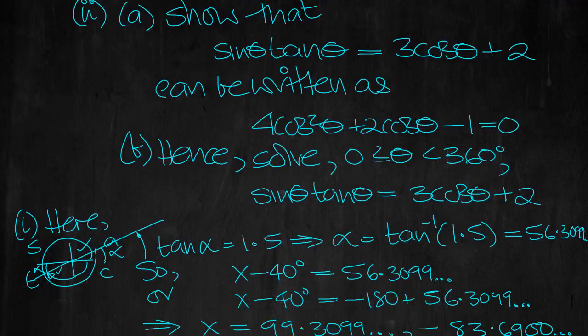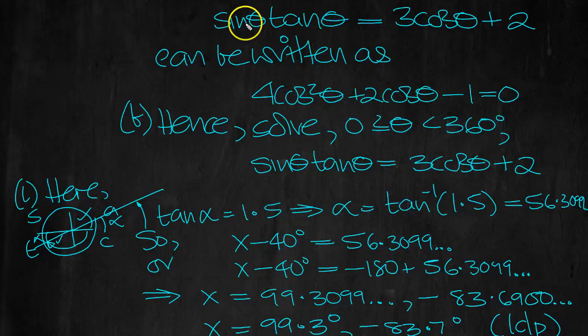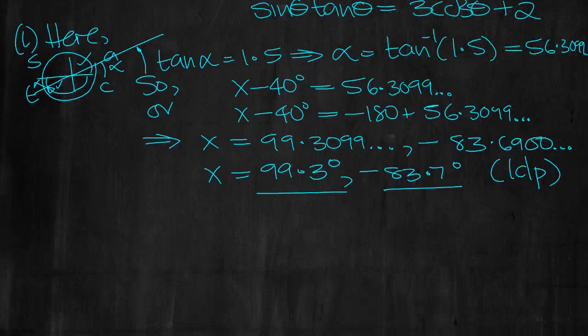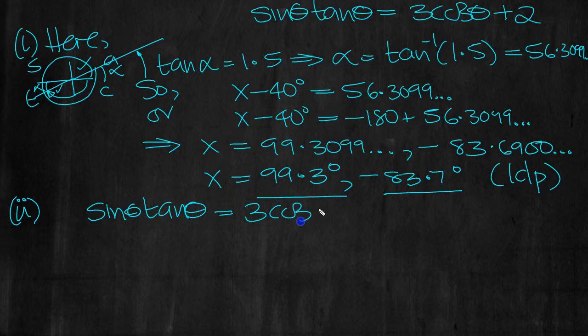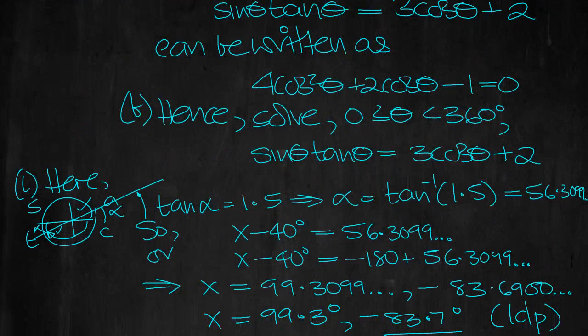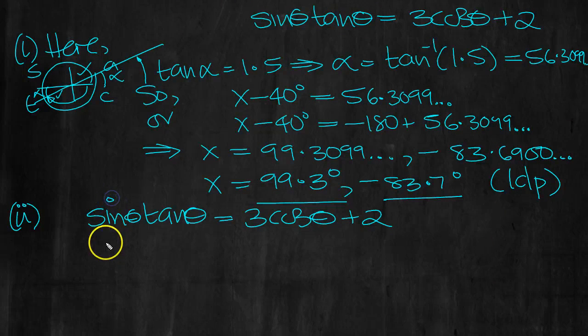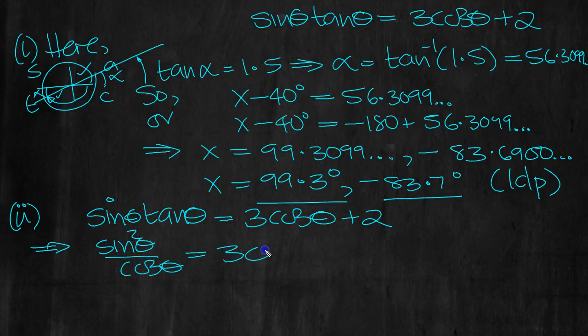Part 2, show that this equation then can be written as this: sine theta tan theta is 3 cos theta plus 2. Sine theta tan theta is equal to 3 cos theta plus 2, wasn't it? Let's just go and check that, see if I've remembered it correctly. There it is. Yeah, that's fine. So tan is sine over cos, so that's sine squared over cosine theta is equal to 3 cosine theta plus 2.